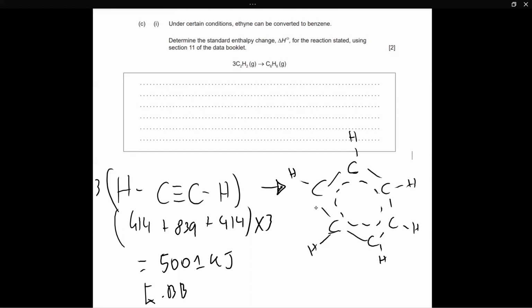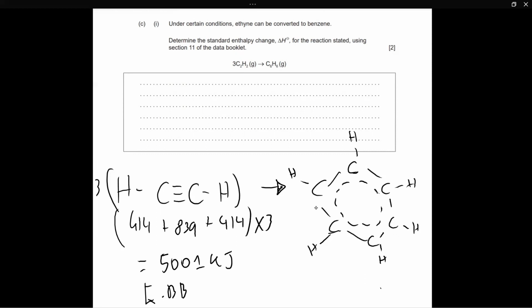What about enthalpy of bonds formed? What will this be? EBF, enthalpy of bonds formed. Well, let's first calculate the enthalpy of the carbon to carbon bonds. Now, in this question, you cannot assume that the carbon to carbon bond is a single bond. The carbon to carbon bond in this case is an intermediate bond. There's a single bond and then there's an intermediate bond.